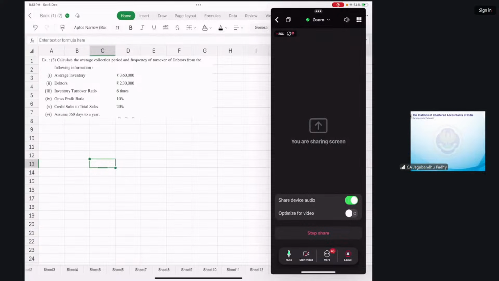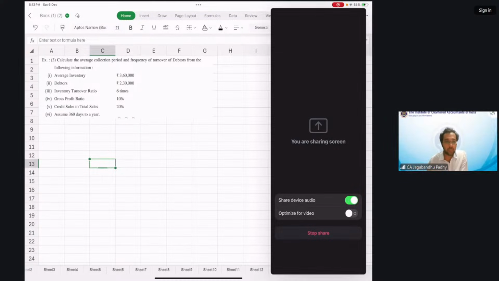Okay. Look at this question 3, guys. Try it out. Try out this question 3. We just have to get the average collection period and the debtors' turnover.